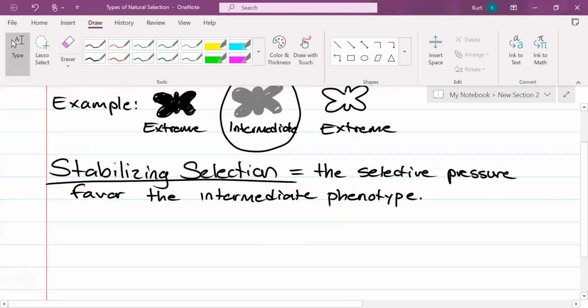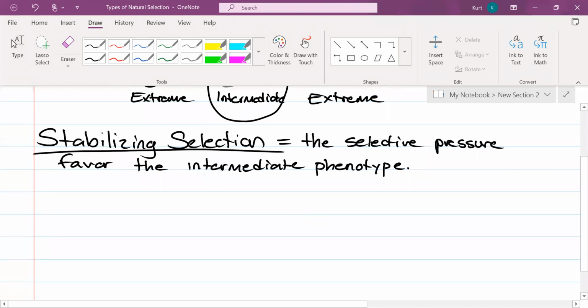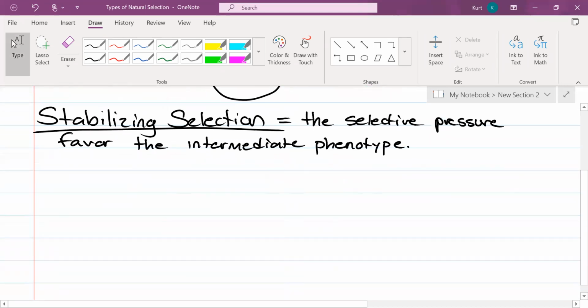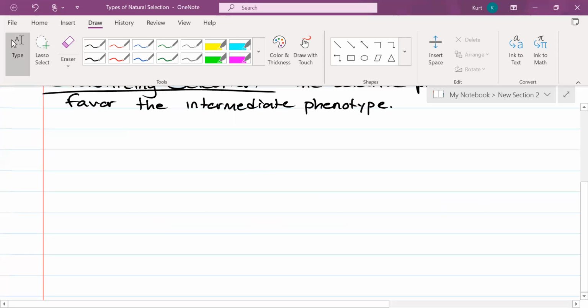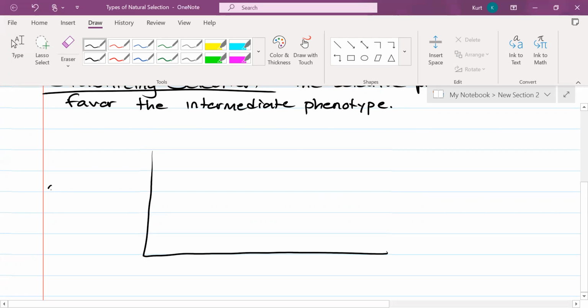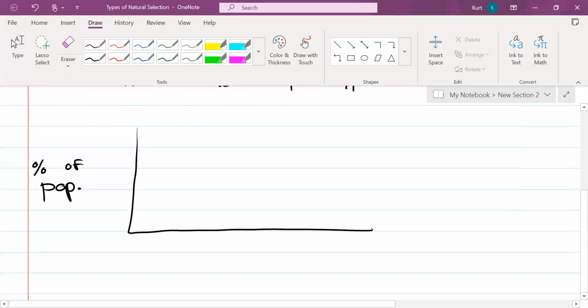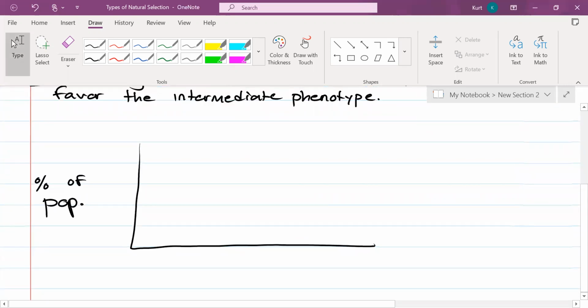So there are little graphs that are associated with these types of natural selection. You guys are not going to have to calculate any sort of tangent or slope or rise and all that stuff. You're just going to need to remember which pattern is associated with each type of natural selection. So we're going to need to draw an X and Y axis, and the Y axis is always going to be the percent of the population, 1 through 100, or 0 through 100. And then I'm just going to make something up, okay?